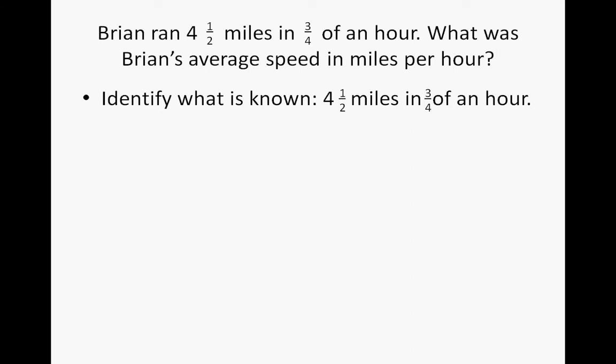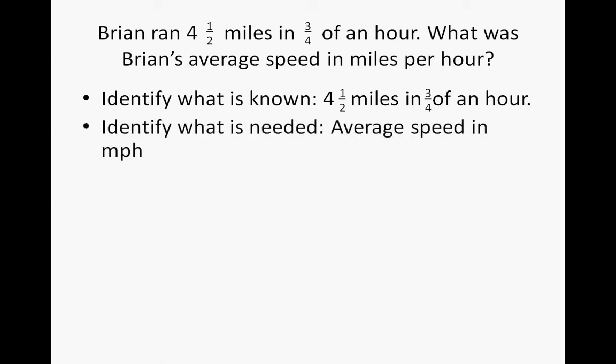Okay, so in the order that we're doing this, we want to identify, we know that Brian ran 4.5 miles in 3/4 of an hour. Then we want to state what is needed. So what we are looking for, what we want to solve for, is the average speed in miles per hour.